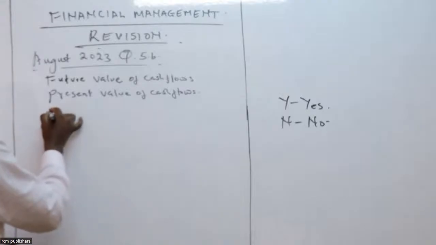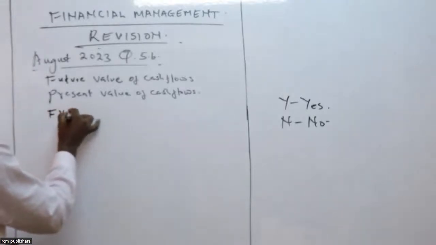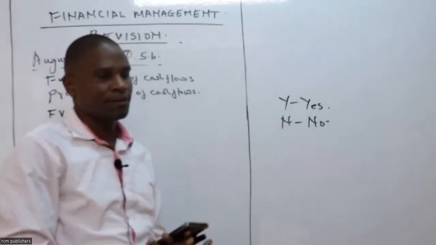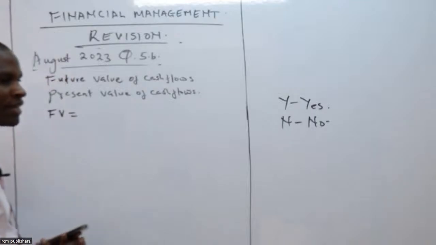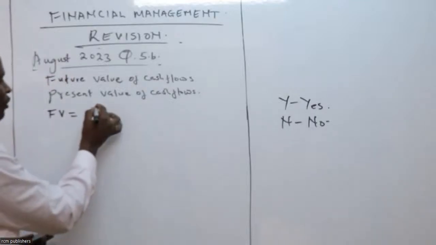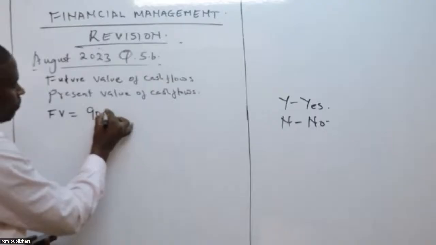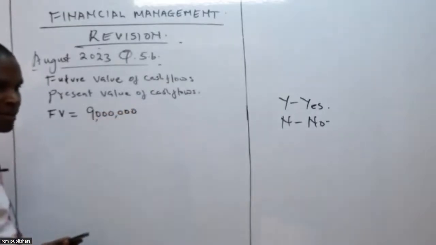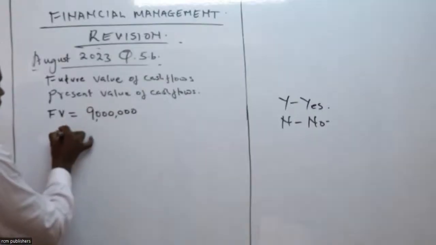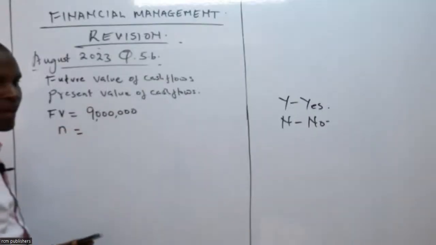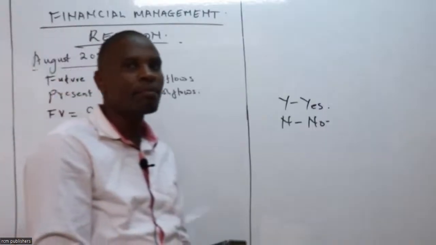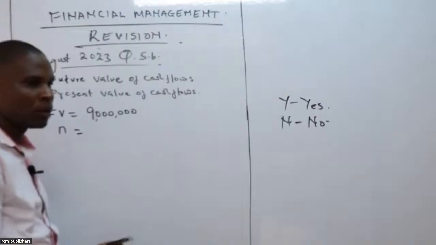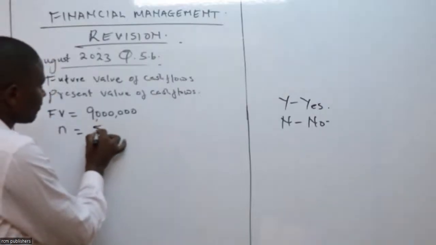In this case, examiner has given us future value. What is the amount of future value in this case? It is 9 million. Our objective is to have 9 million at the end of N, the number of periods. How long shall we take? 5 years.